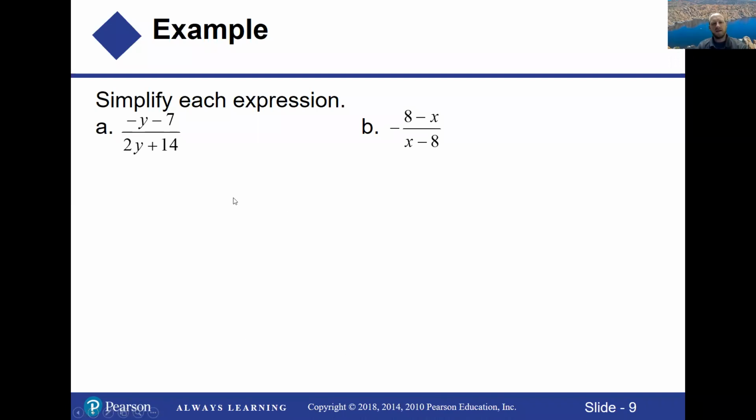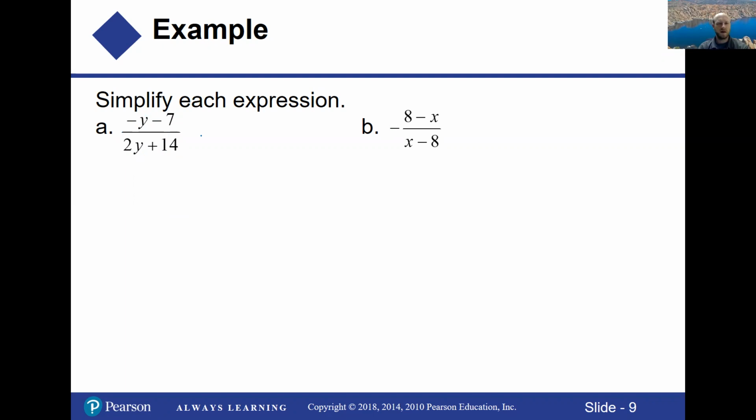Let's just do a couple more examples, and then that'll be it for this chapter. So I have negative y minus 7 over 2y plus 14. Okay, well, let's look at this. We're trying to factor out a common factor. I don't like that this one starts with a negative.